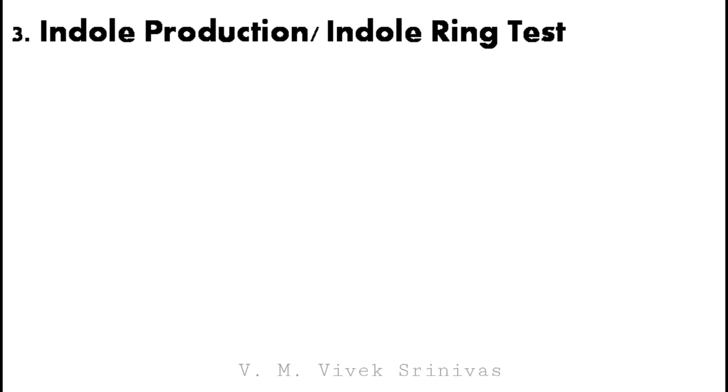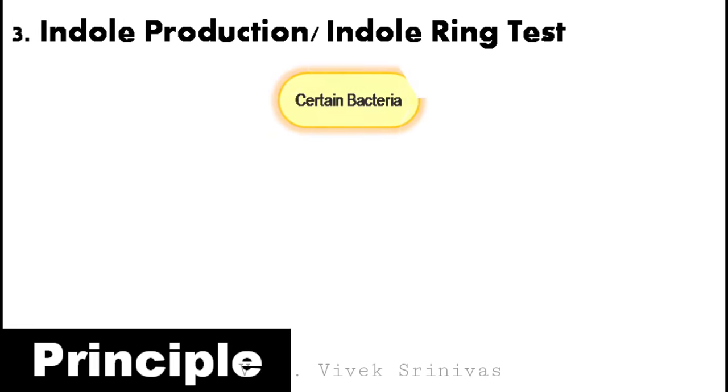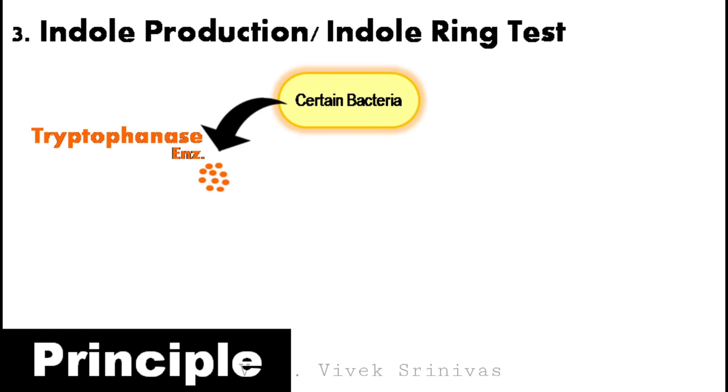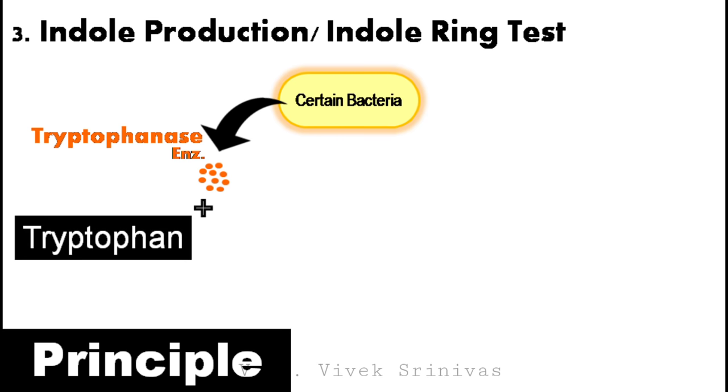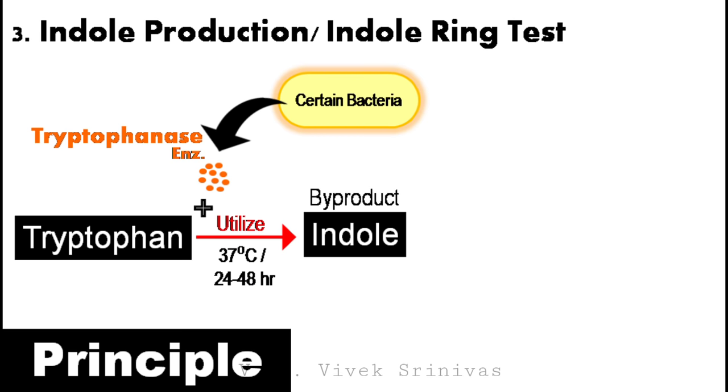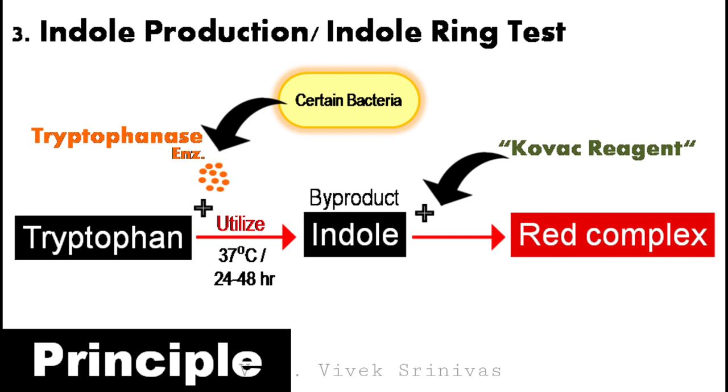Next, the indole production test, or the indole ring test. The principle: certain bacteria produce the enzyme tryptophanase. This enzyme, in the presence of tryptophan, is capable of utilizing the tryptophan to yield indole as the byproduct. Next, this indole byproduct, once mixed with the Kovacs reagent, develops a red color complex.